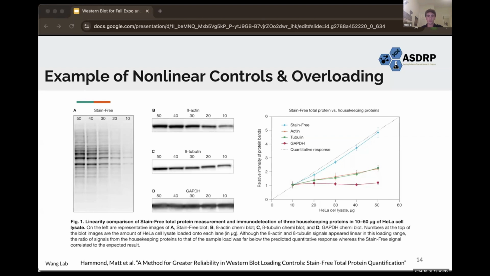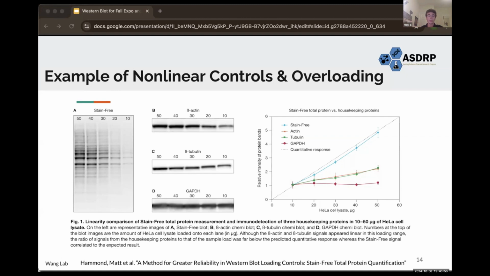And this can also lead to signal oversaturation, where the intensity of the band is simply too strong for an imaging software like ImageJ to accurately analyze. And this can be seen in Figure D with the bands of GAPDH, and they all appear to be similar, but in reality, they contain very different amounts of protein.